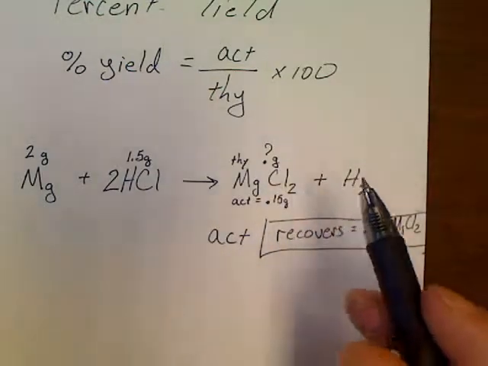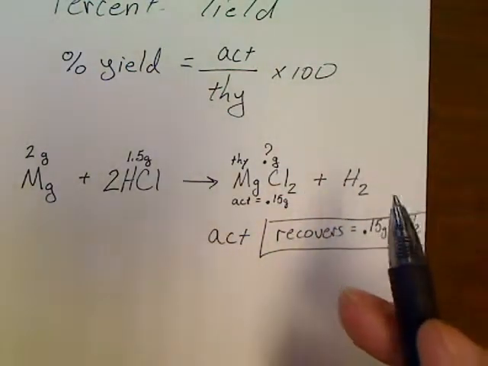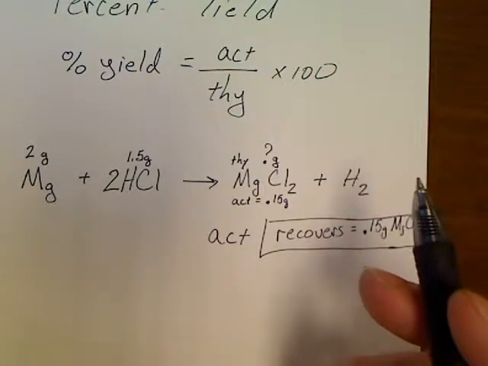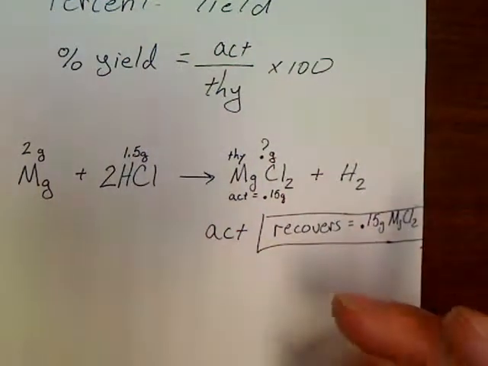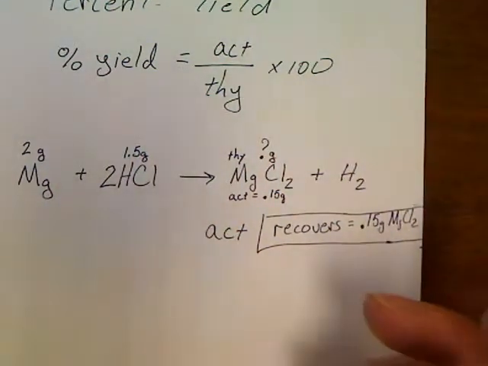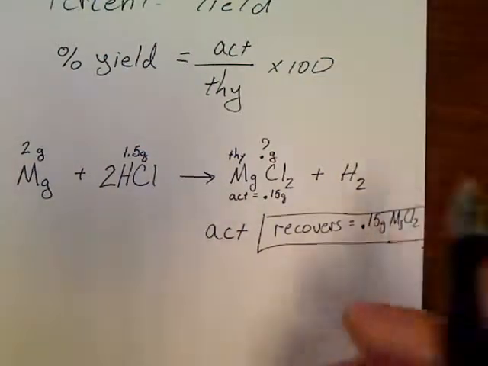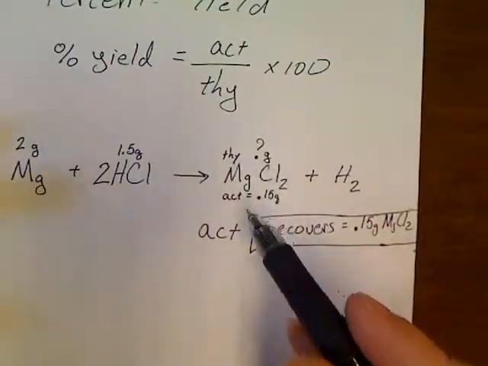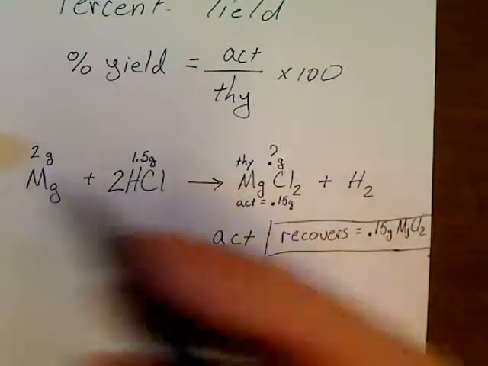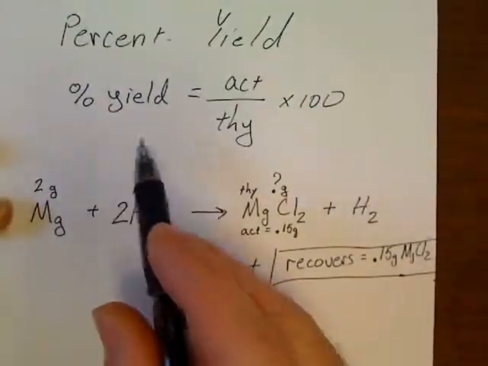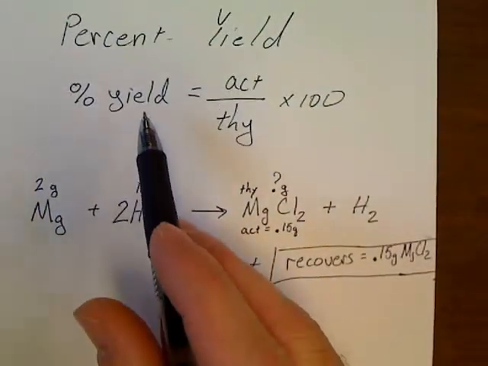Here's the thing about lab. We never make what we should make. Usually something evaporates, something spills, something gets poured down the sink. Something happens, and it causes your percent yield not to be what it should. So what it is is this. We want to know how good this lab is. And it's really not how good the lab is.